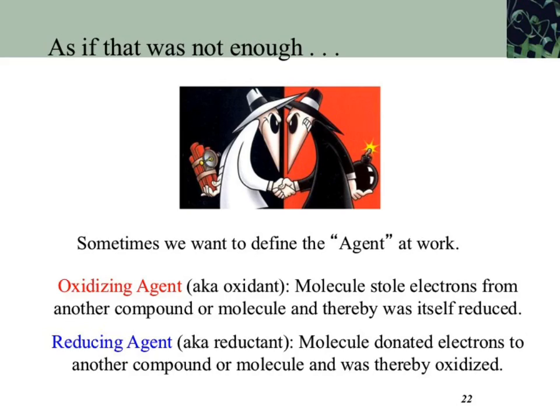So, we got oxidation and reduction. One more thing we need to make sure we review from general chemistry is we also have this term of oxidizing agent and reducing agent, which we conveniently already kind of talked about when we talked about, begins with a C.